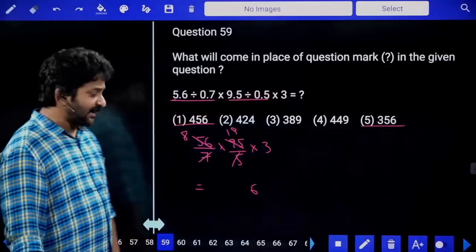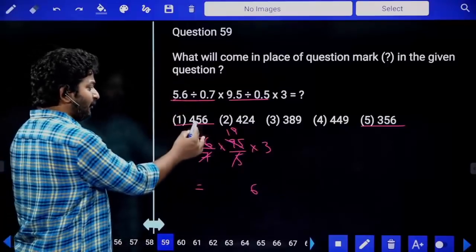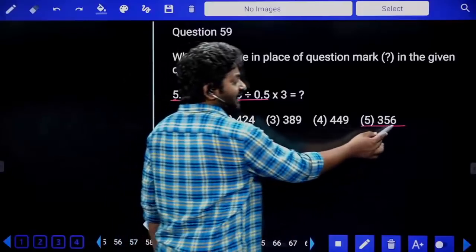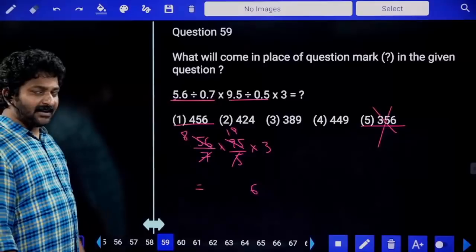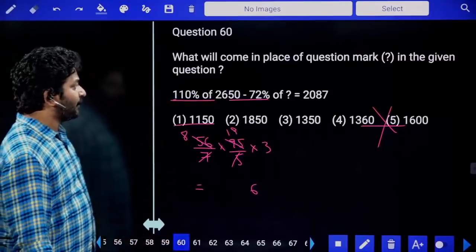Two possibilities are there. Into 3 we have, that means the answer must be a 3 multiple. 456 is a 3 multiple and ends with 6. Another possibility, 356, ends with 6, but this is not a 3 multiple. Hence, the first option is our final answer. Last digit verification along with the 3 multiplication rule.